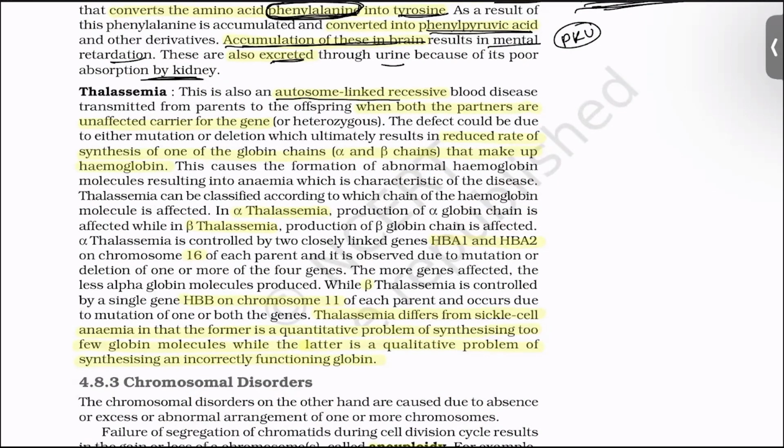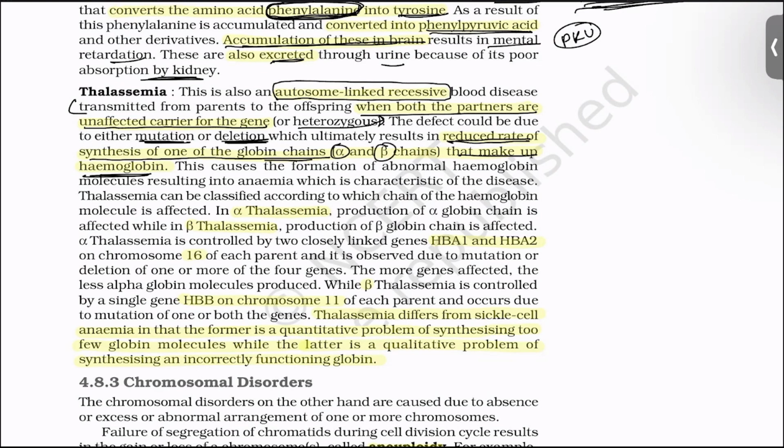This is another autosome linked recessive disease. So what happens here is, when both the partners are unaffected carriers for the gene, or heterozygous, the defect is transmitted. When both of the parents are carriers, it can happen due to a reduced rate of synthesis of one of the globin chains that make up the hemoglobin, either due to mutation or deletion. Which ultimately results in the reduced rate of synthesis of one of the globin chains, alpha and beta. These two are globin chains.